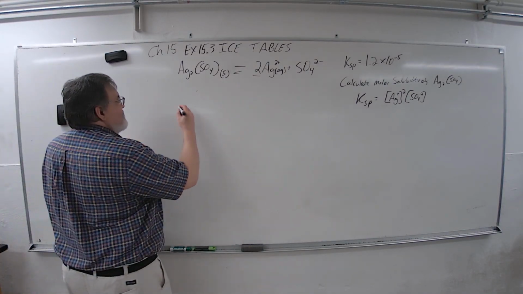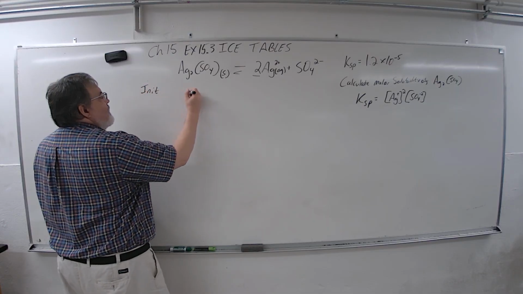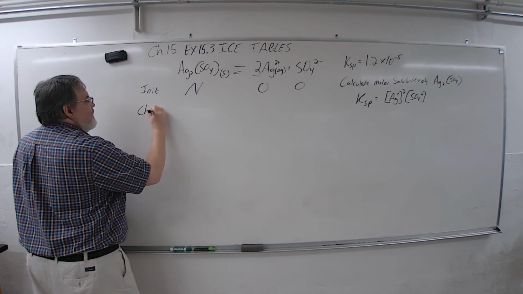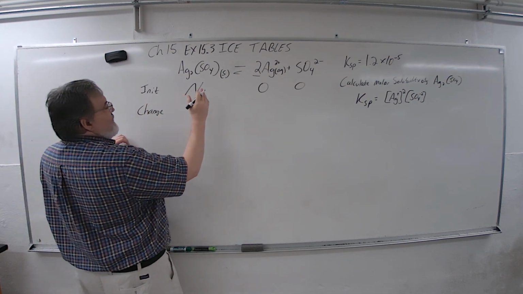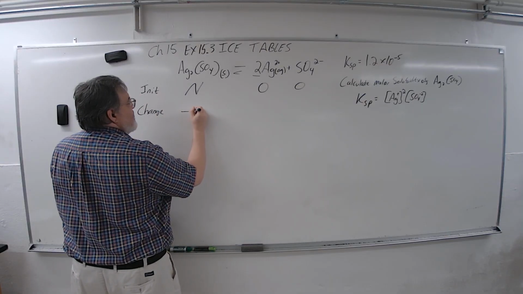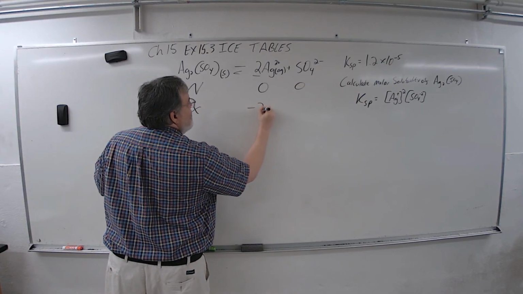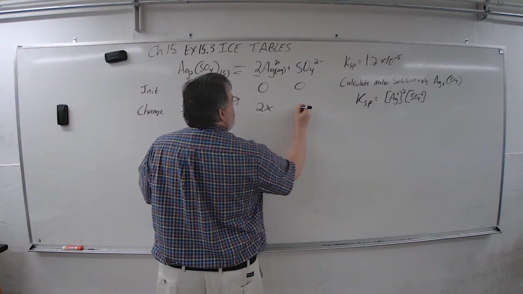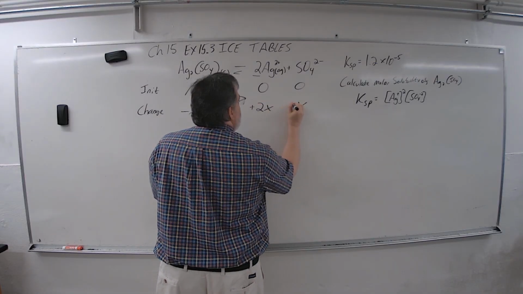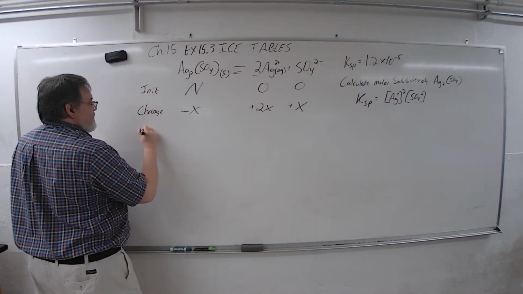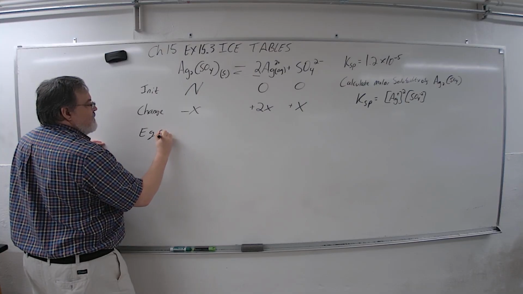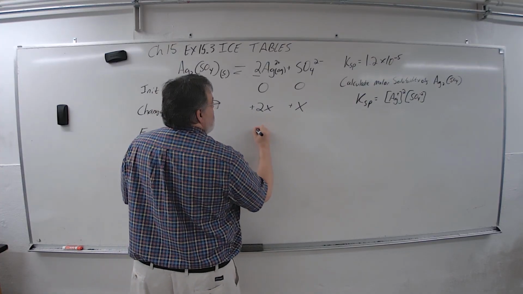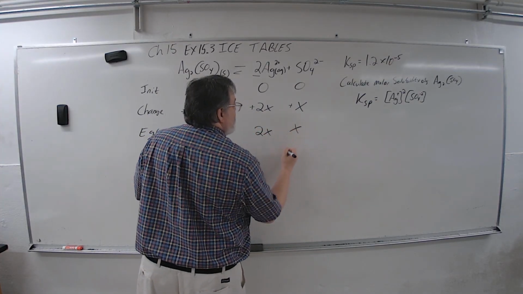And what if I did, let me do this again. I'm just going to say n, and let's say initially that's 0 and that's 0. The change here is, if we start with this and it's going that way, this is going to be negative x, minus 2x, plus 2x and plus x, which means at equilibrium, the concentration will be n minus this x, this one will be 2x, and this one will be x.